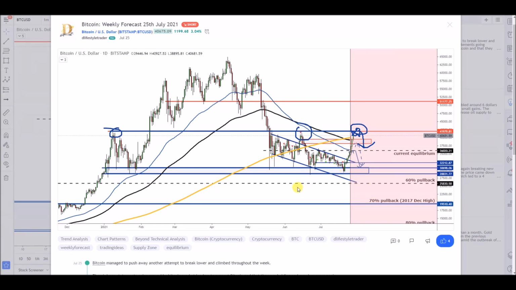And based on the weekly forecast, honestly, we still think it's too early for Bitcoin to start to rise again and potentially go all the way up and break higher. Rather, we are expecting it to go even lower, because at the end of the day, in terms of the pullback, right now it's only at 55%. It's not even reaching 60 or 70%.